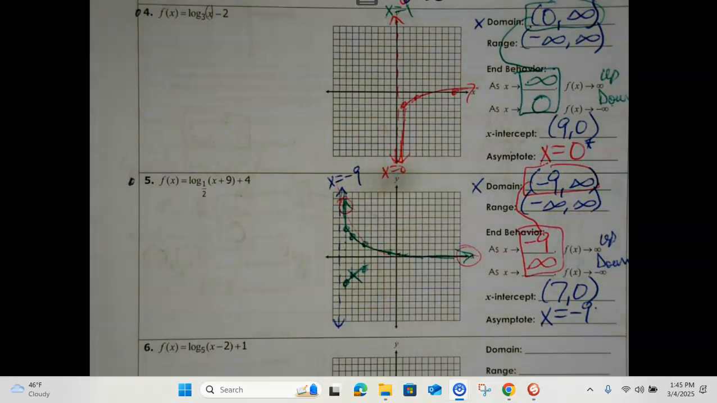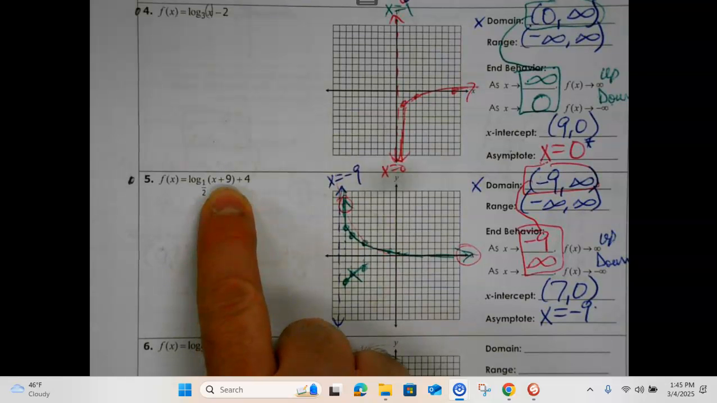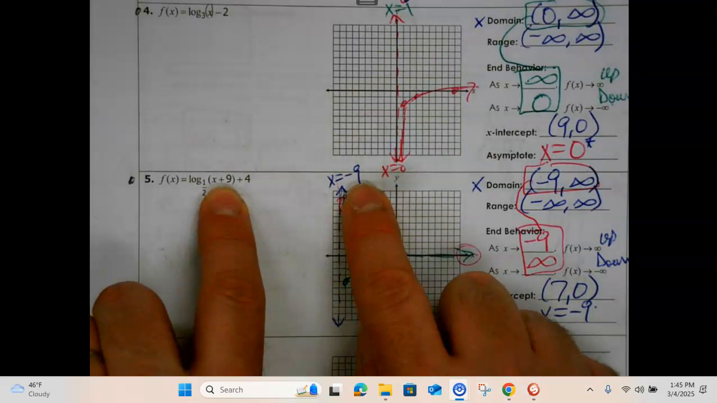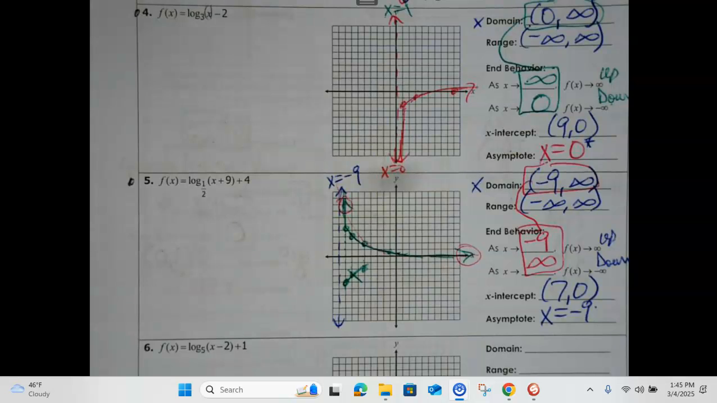So here's the deal. When there's a plus or minus number in the parentheses, that's where your asymptote is shifting. In number 5, it's the opposite. The opposite of positive 9 is negative 9. Up in number 3, the number in parentheses was negative 1. Where did our asymptote go? Positive 1. It just flips signs. And so what we're going to do, we're going to start with some of this today.